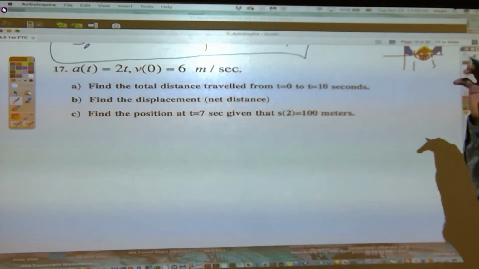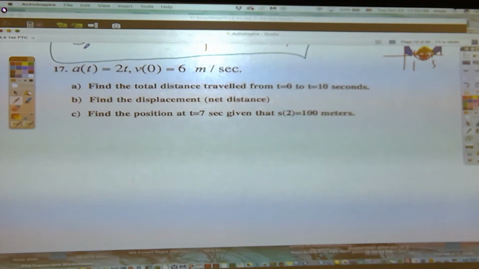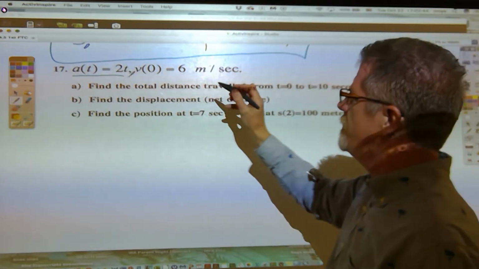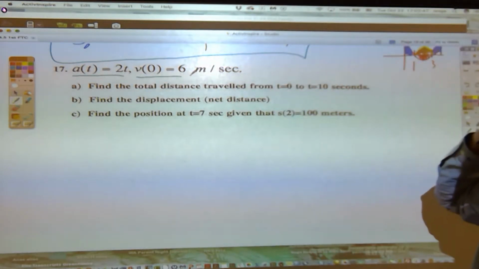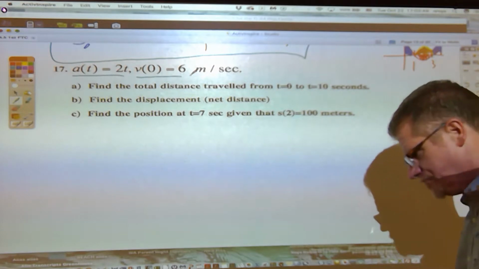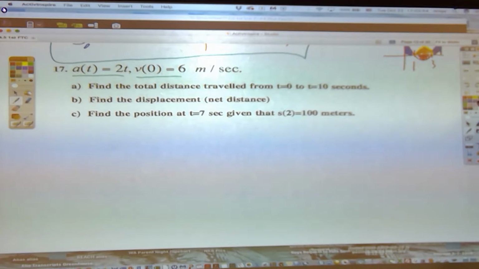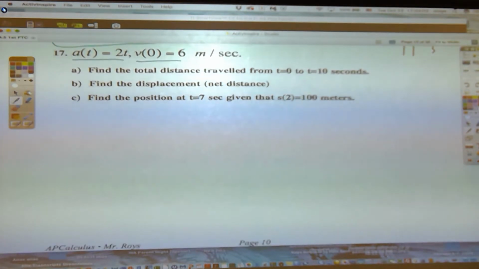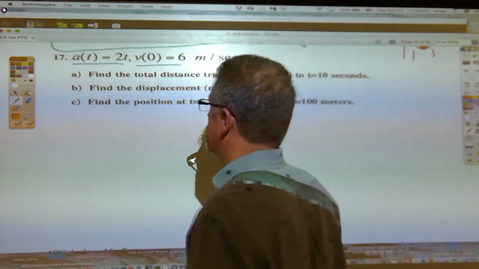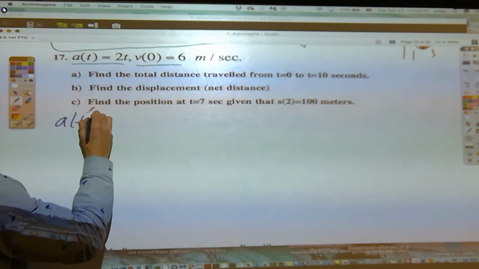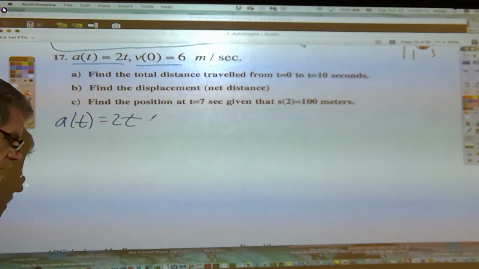Find total distance traveled from, okay, whoa, hold on. Okay, now we've got to think because they're giving us acceleration is 2t. V0, the velocity at time 0, is 6 meters per second. This is like 5 baby steps forward, or maybe like 1 big step forward. I'm just going to lead you through it. There's a lot to it. We start out with the acceleration at time t is 2t.